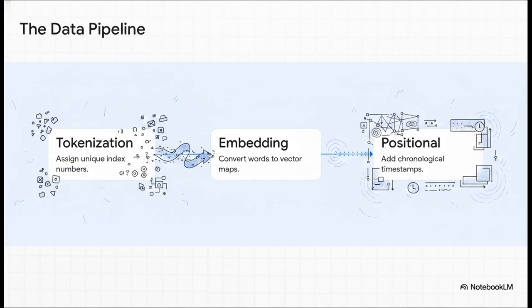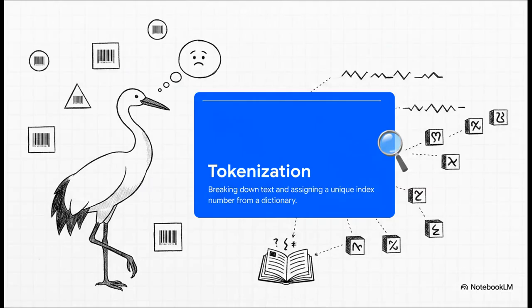Let's break these down. Step 1 is tokenization. This is simply the process of breaking down your text and assigning it a unique index number from a massive predefined vocabulary dictionary. So the word crane might be assigned the ID number 4052. But here's the catch. A simple ID number doesn't tell the machine what the word actually means.